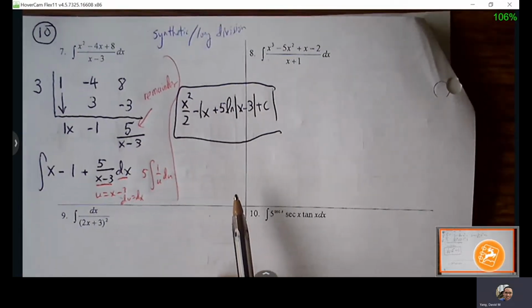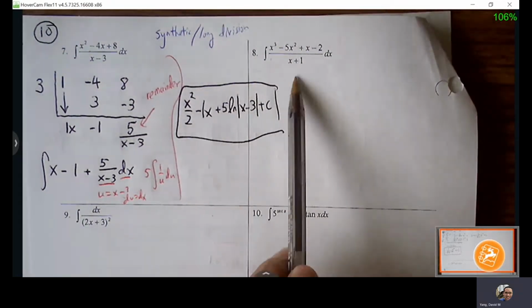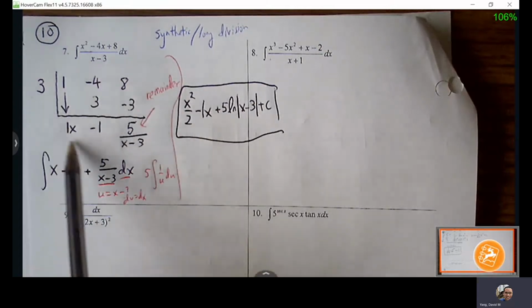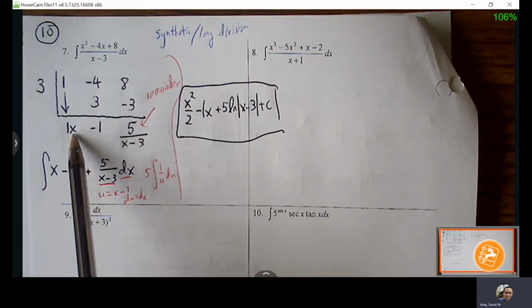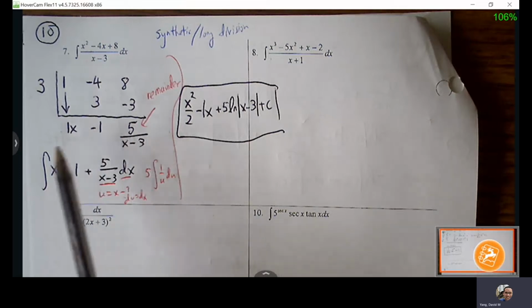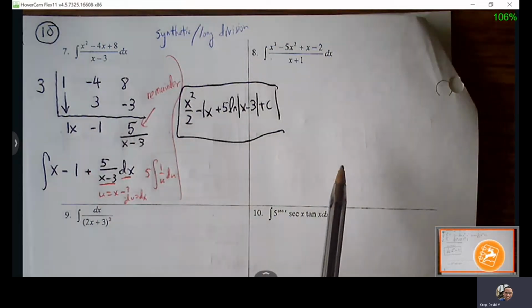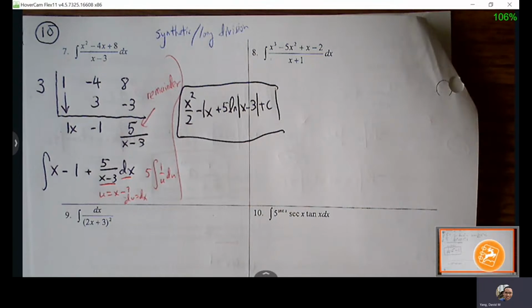Okay, try number 8. Same process. I just want you to practice through that synthetic division process. Assign variables to the coefficients, and then apply the antiderivative rule. Every term mostly will be power rule, and the last term will specifically be natural log. Okay, try number 8.